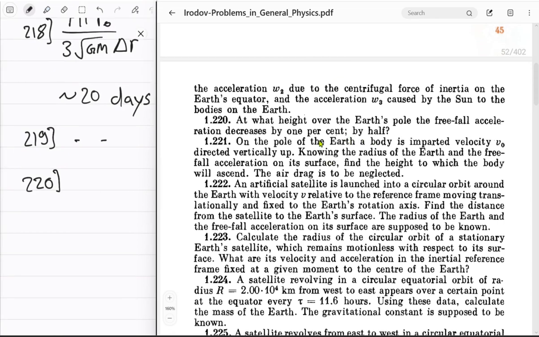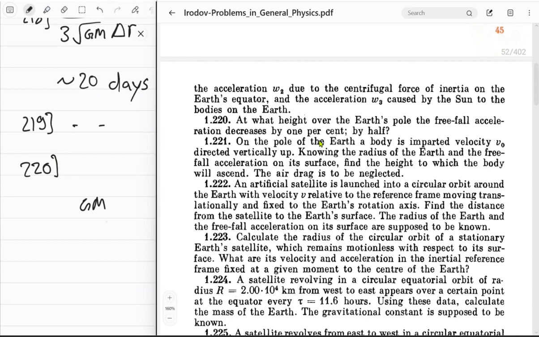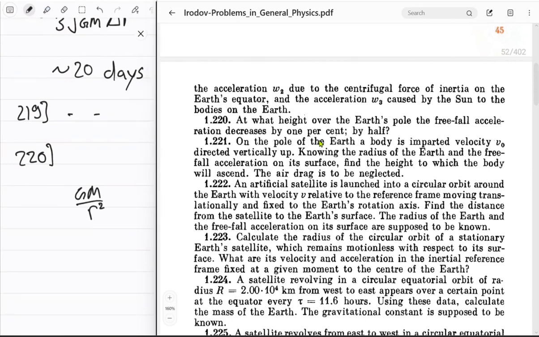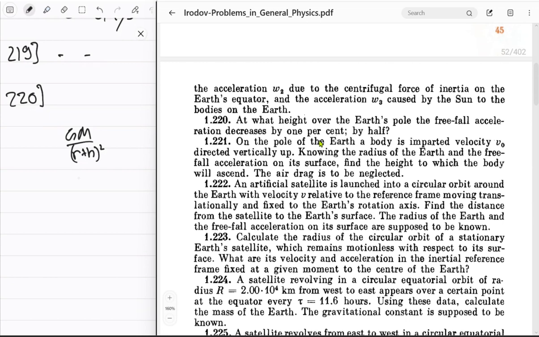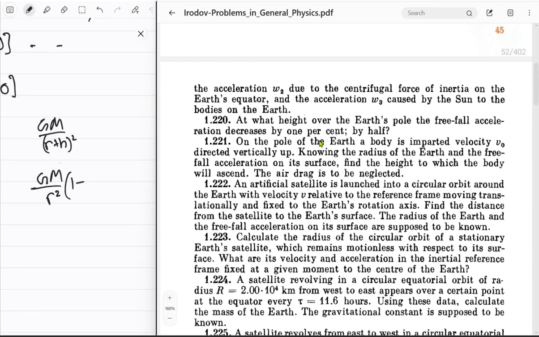So that acceleration is pretty much just GM upon r squared. So it's inversely proportional to 1 upon r squared, right? And we want just height. So just say r plus h squared, whatever. This thing, using the binomial theorem, can be thought of as GM upon r squared times 1 minus 2h upon r. So you want this to decrease by 1%. The first case is very simple because you just use the binomial theorem and get the thing done.